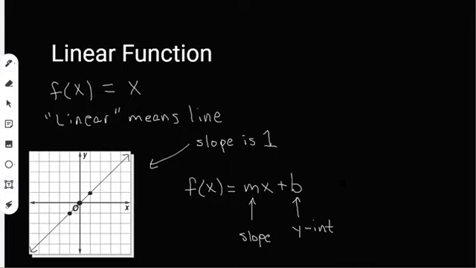Another way you can write this out is ax plus by equals c. And all those capital letters A, B, and C are just numbers. This is actually called standard form, if you don't recall. Standard form. While this is called slope-intercept form.